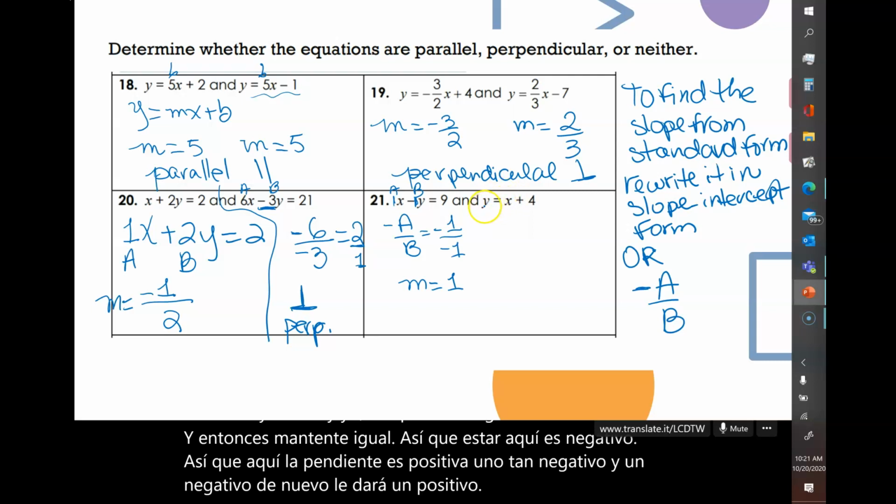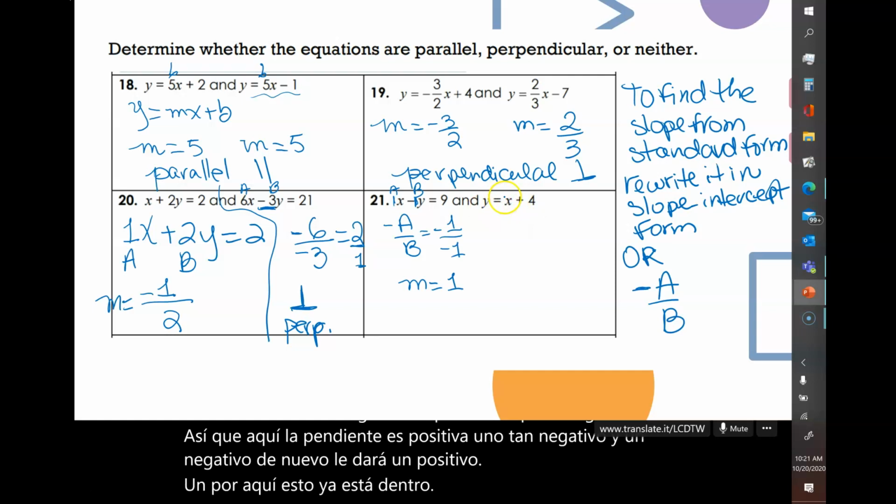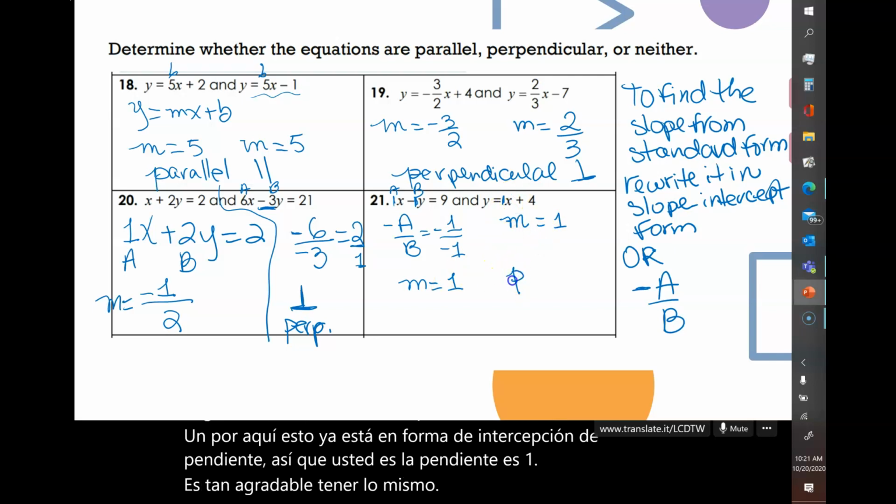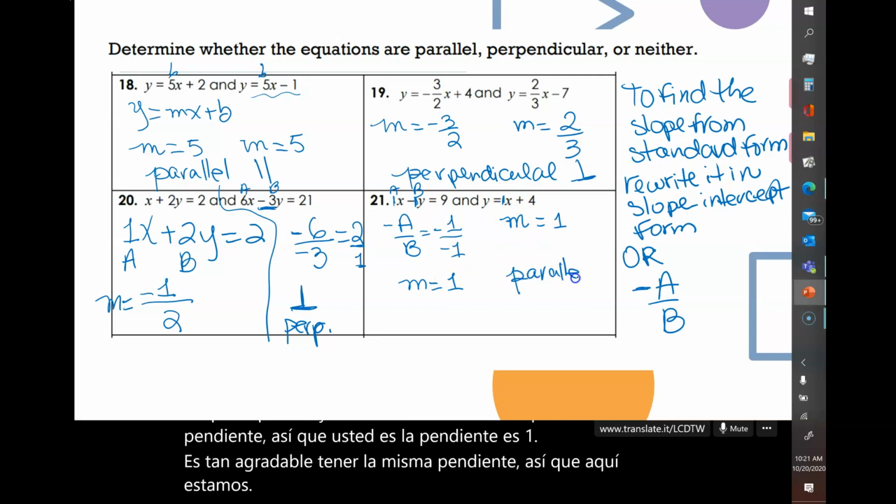And over here, this is already in slope-intercept form. So here the slope is 1. So these two have the same slope. So here we are dealing with parallel lines. Okay.